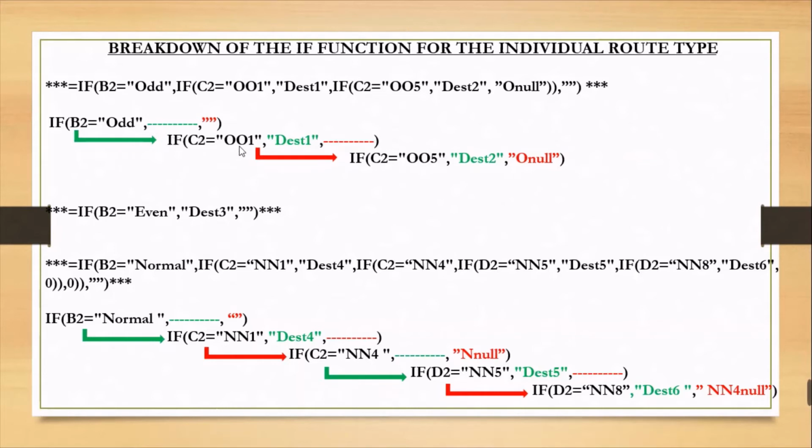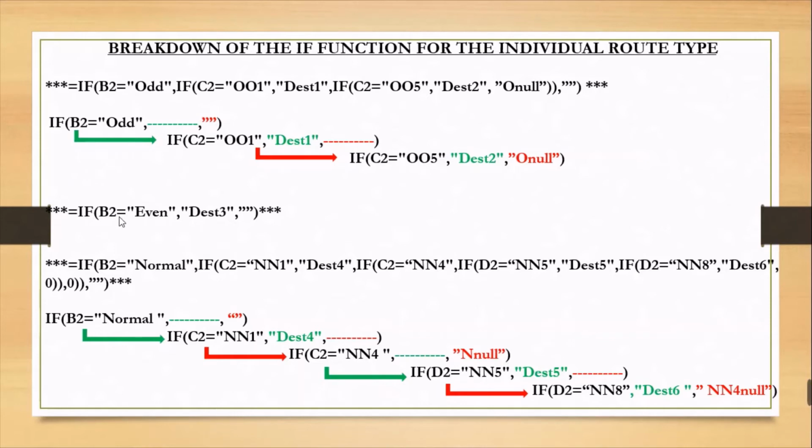Since it's true, we check is C2, that's the step to select after selecting the odd route type. Is it 001? If yes, take destination 1. If no, check if it's 005. If yes, take destination 2. If no, put 0 null as the default value. Then the process ends. But if B2 is not equal odd, it takes blank, which is the false value.